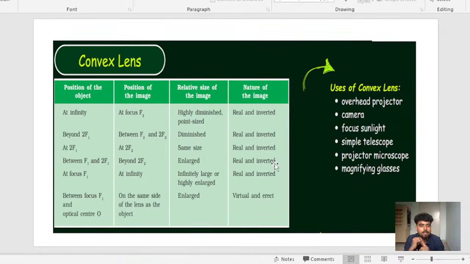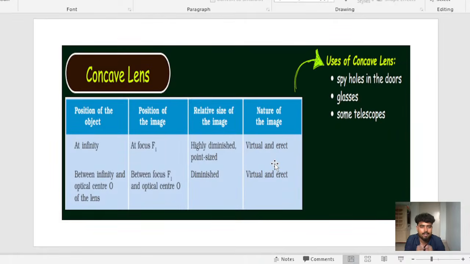They are used in the camera, focus sunlight, simple telescope, projector, microscopes, and magnifying glasses. These are the real world applications where we are using the convex lens. Okay. Please keep it in your mind because it may be one more question in your board exams. Okay. Next, we are moving to the concave lens.